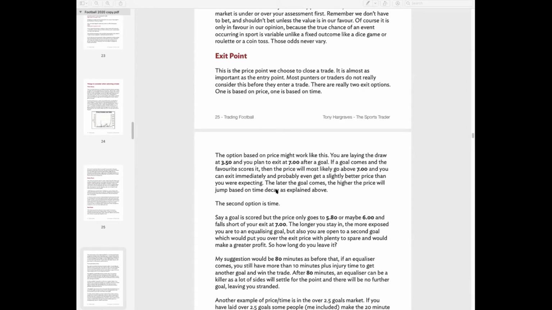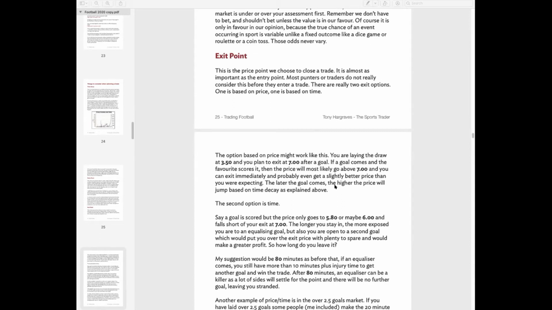They have a plan in their head to get out if it goes their way, and they think, well, I've got my plan, I'm all right. But they don't really plan if it goes wrong, because too many people are anchored to being right. They just think, well, I've done the analysis, so this is what's going to happen. I'm right. So the price won't go against me because I've done all this work. So the option based on a price might look like this, okay? You're going to lay the draw at 3.5 and you get out at 7. Goal comes, favourite scores it, the price will most likely go above 7.